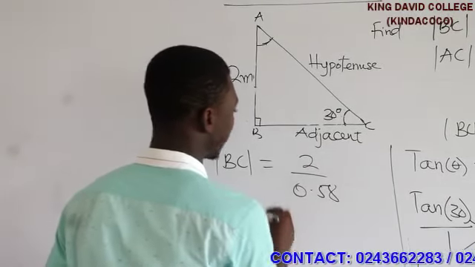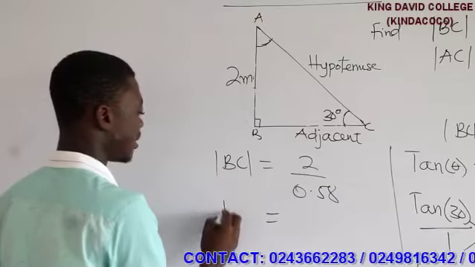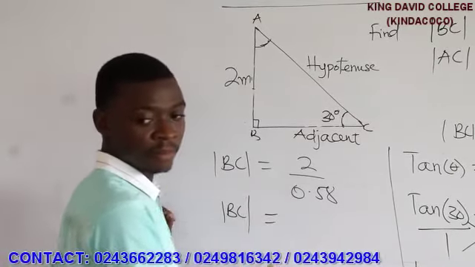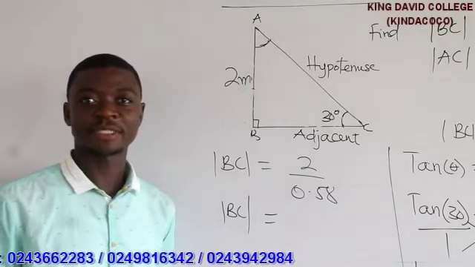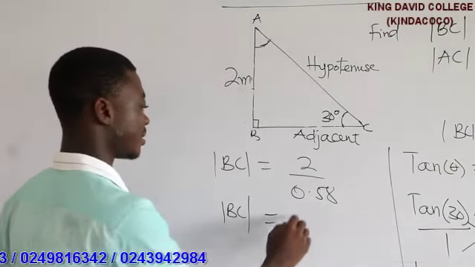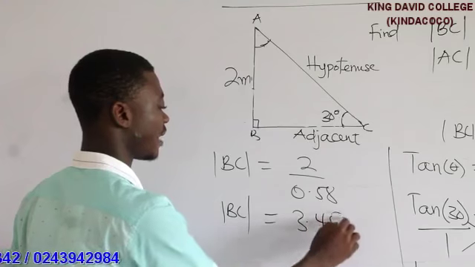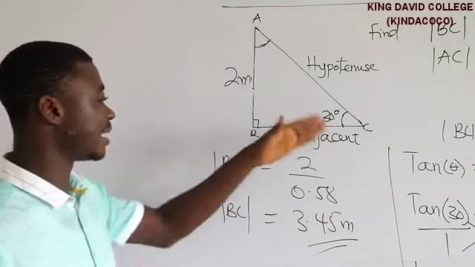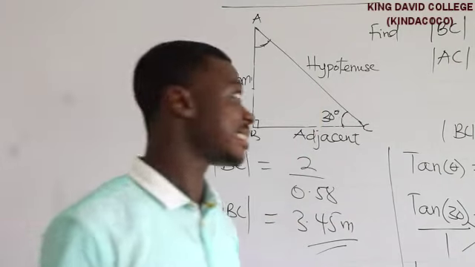0.58. And so if you do this, then your line BC is going to be 3.45 meters, right? So 3.45 meters. So that is just basically going to be this. So the idea is this.